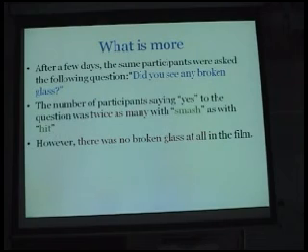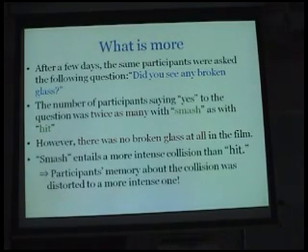Many graduate students were tricked by Loftus. And smash actually entails a more intense collision than hit. That's the reason the participants' memories were changed. So the participants' memory about the collision was distorted to a more intense one.